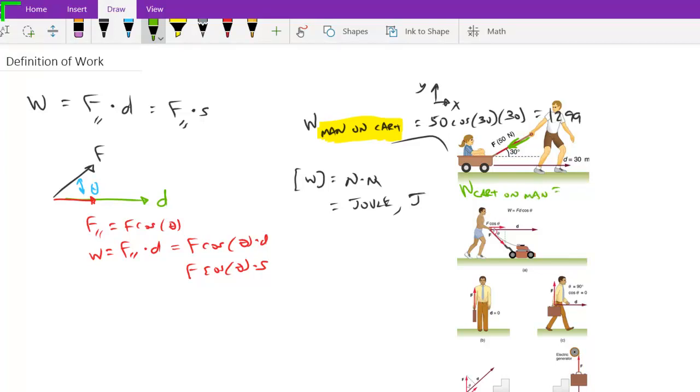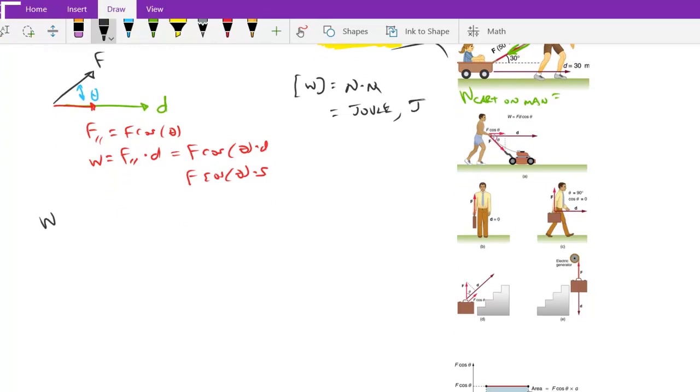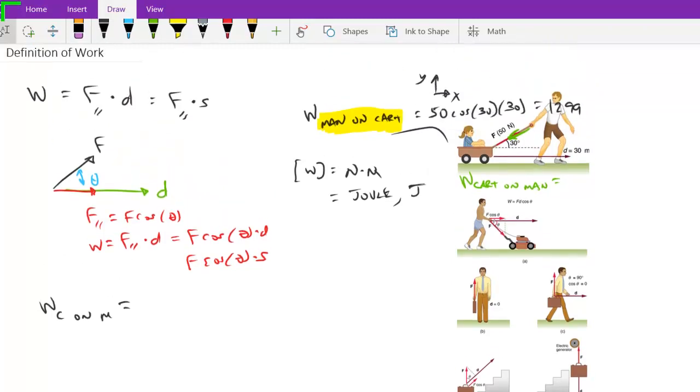is going to be our parallel component of the force, but this is going to be over in the third quadrant, right? And actually, if we put this in standard position, if we have 30 degrees here, that'd be 30 degrees down below. So it'd be 180 plus another 30, we have 210 degrees. So the magnitude of that force is still 50 newtons.